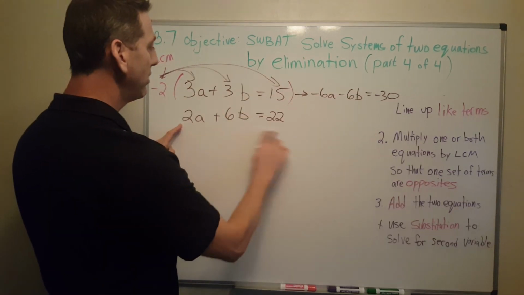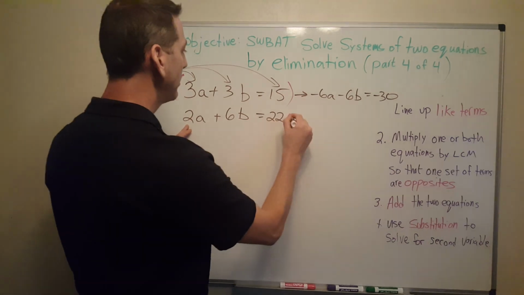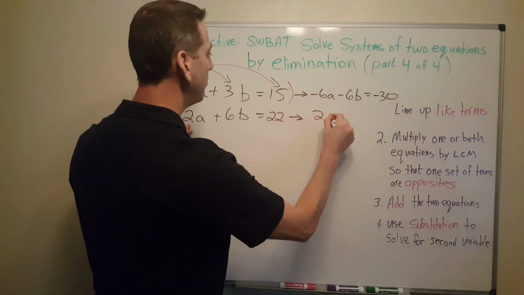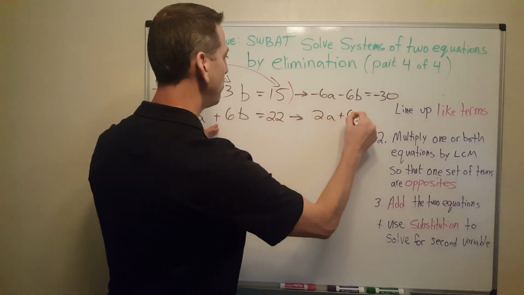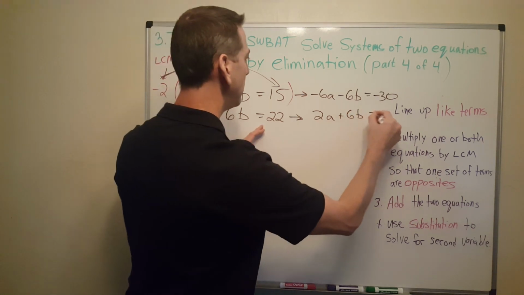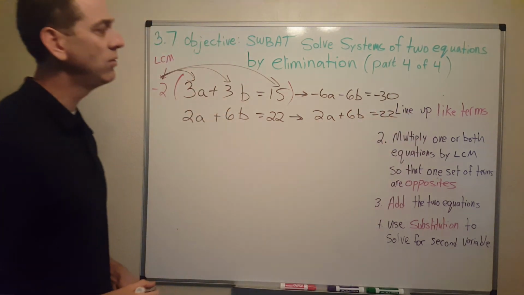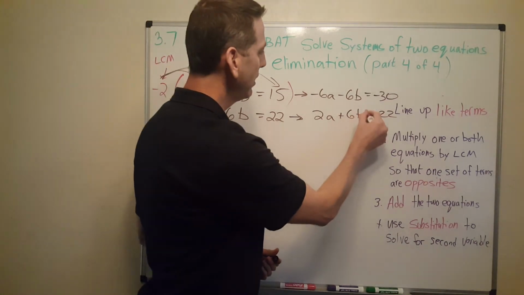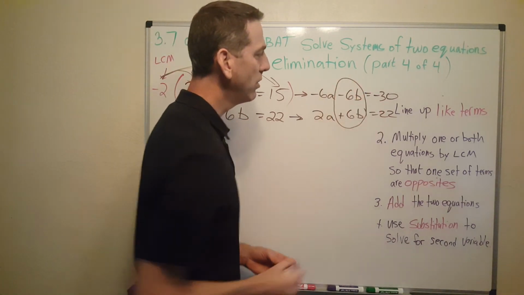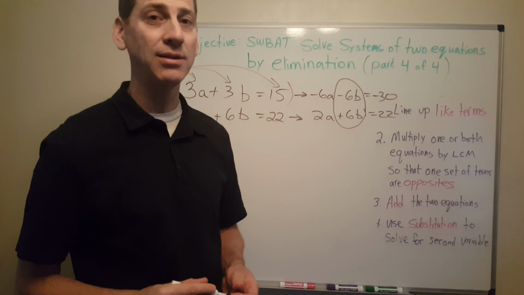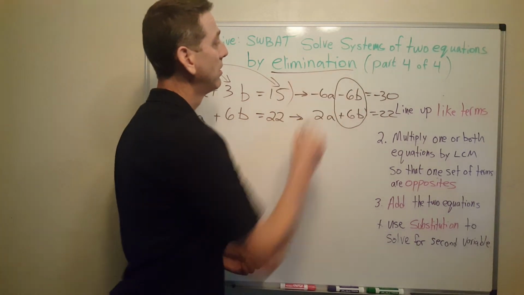Okay, now this one I'm not going to multiply anything. I'm just going to carry it straight over. So it'd be 2a plus 6b equals 22. And if you'll see this right here, see how they're equal and opposites? And they're going to eliminate, which is what I want.